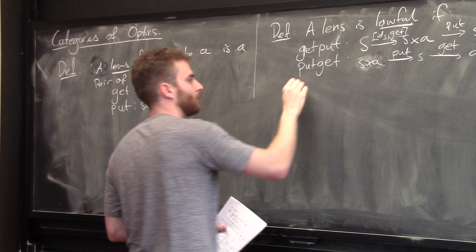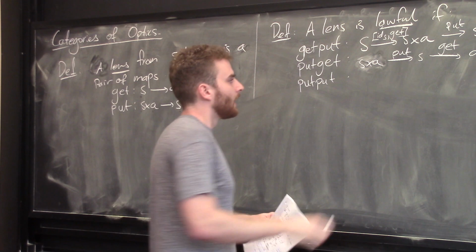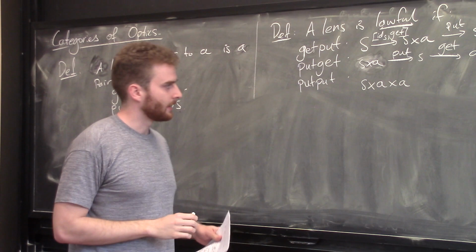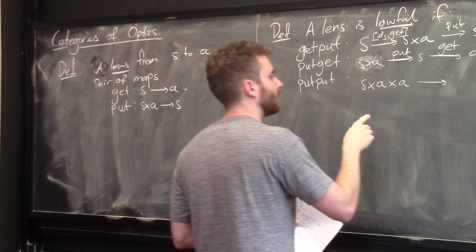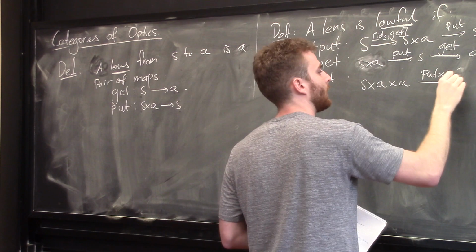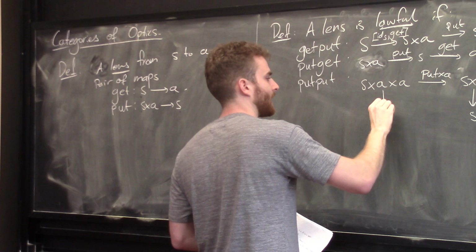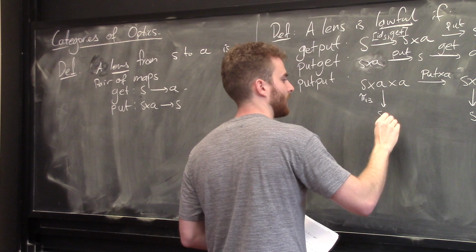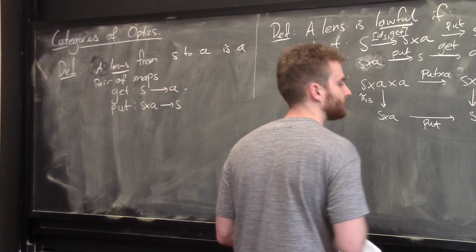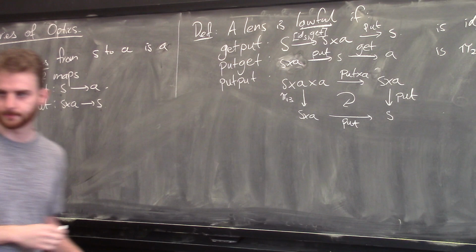And finally, we have this law called put-put, which is a little bit more difficult to describe, only slightly. The idea with put-put is that when we make updates to the A inside of an S, any update that we make should completely overwrite previous ones. So if we have an S and two A's, we could put the first one in. We get this, and then put the second one. Or alternatively, we could just completely forget about the first one. So I'm just going to write that as projection to the first and third thing to get an S cross A, and then just put the second thing in. And then the put-put law just claims that these give the same thing.